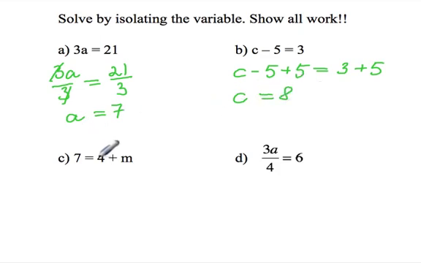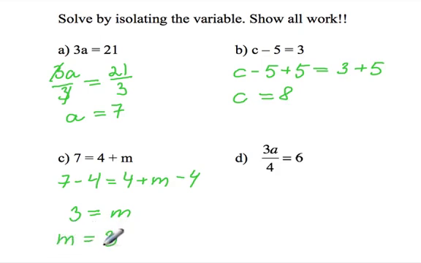Question C. Here 4 is added to M, so we will subtract it on both sides. 7 minus 4 equals 4 plus M minus 4. 7 minus 4 is 3 equals M, because 4 minus 4 is 0. At this point, the equation is solved, although we are more used to seeing it in this form. M equals 3. We're just more used to seeing the variable on the left-hand side.